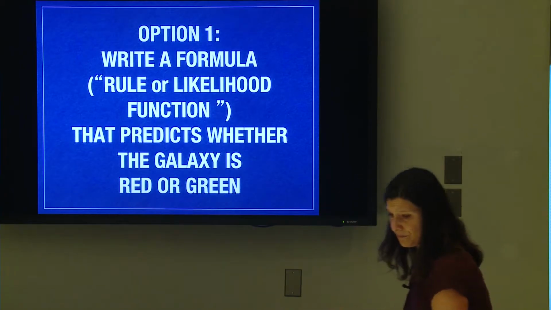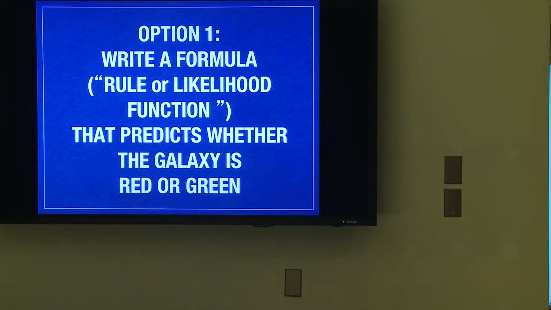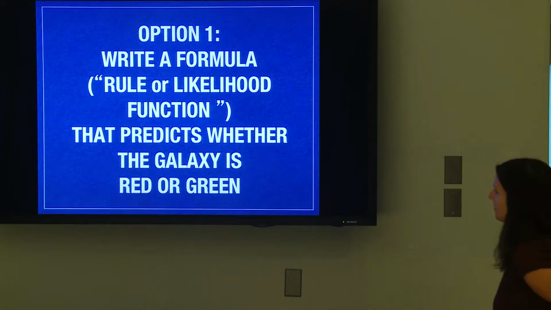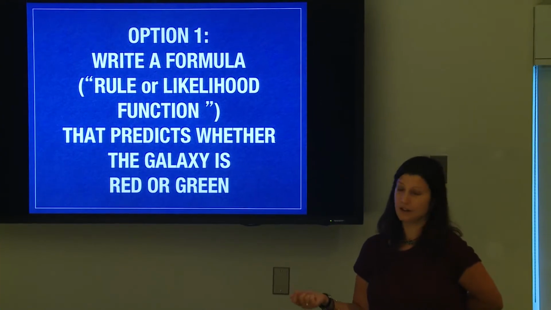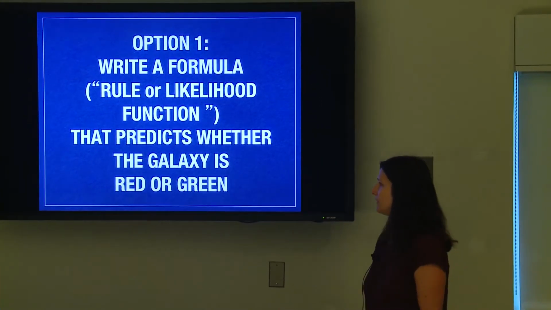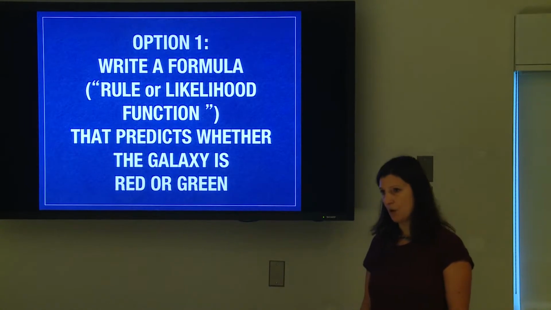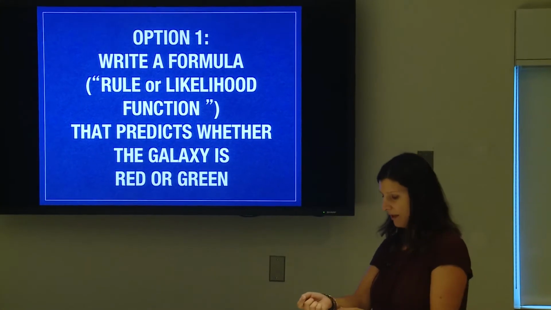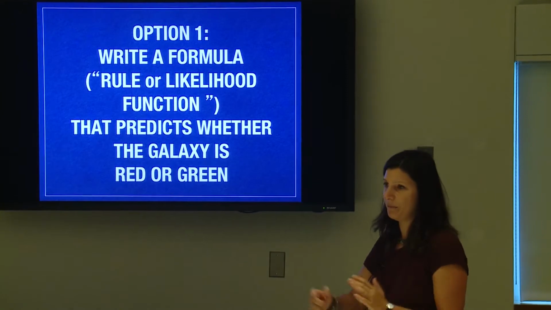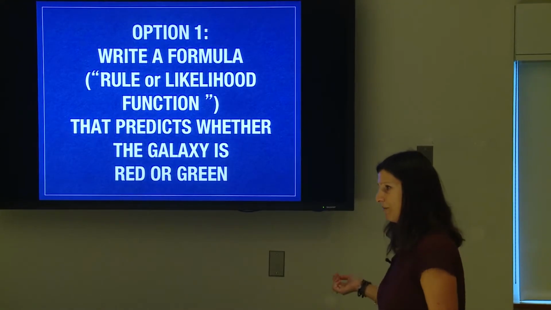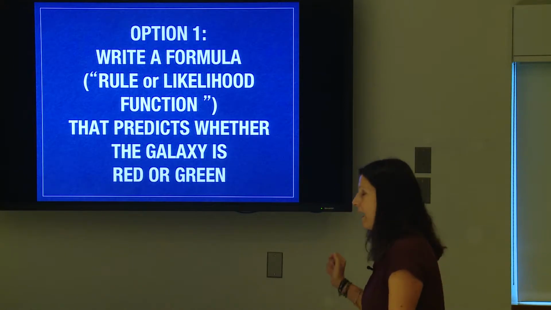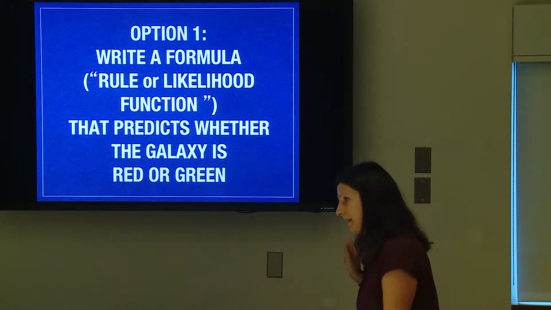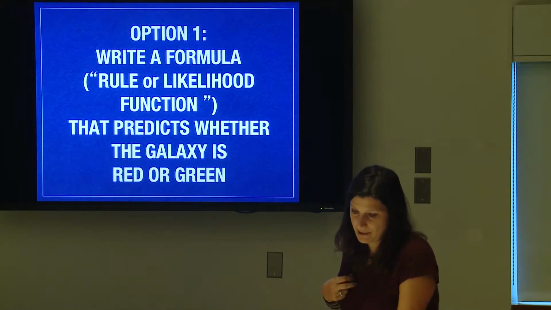Okay, so we've actually looked at that in two different ways. The first way was to write a formula, in general a rule or a likelihood function that tells you whether the galaxy is red or green. We wrote a paper applying basically Bayes' theorem to our beliefs on the distribution of these two types of galaxies in the universe and using that to make this classification. I won't be talking about that.